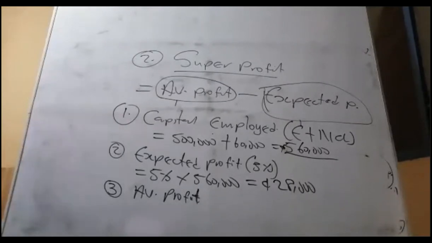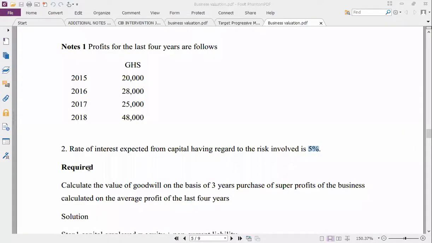So great. Now let's go to the question and take it. In fact, the requirement says something here nicely. It says calculate the value of goodwill on the basis of 3 years purchase of super profits of the business calculated on the average profit of the last 4 years. So that means you need the profit for the last 4 years, then you find the average.